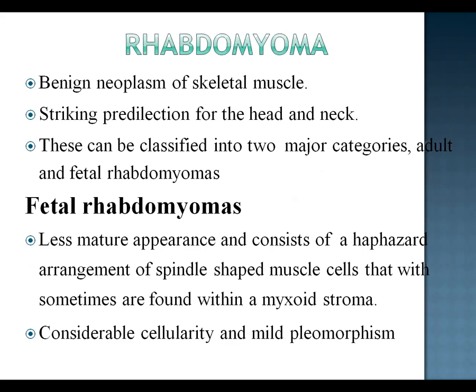Rhabdomyoma, a benign neoplasm of skeletal muscle, has a striking predilection for the head and neck. These can be classified into two major categories: adult and fetal rhabdomyomas. Fetal rhabdomyomas have a less mature appearance and consist of a haphazard arrangement of spindle-shaped muscle cells, sometimes found within a myxoid stroma, with considerable cellularity and mild pleomorphism.